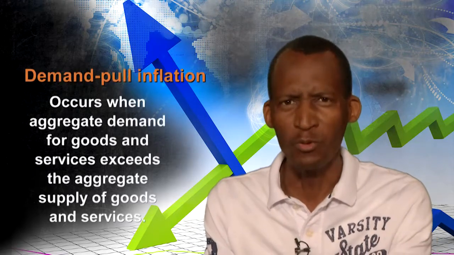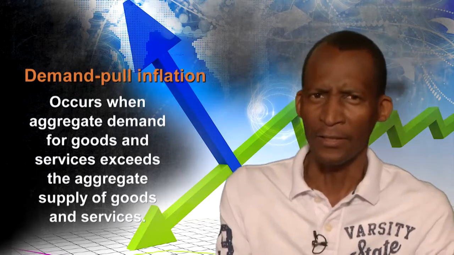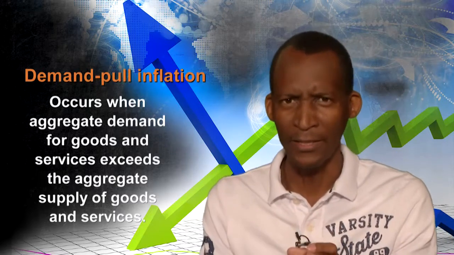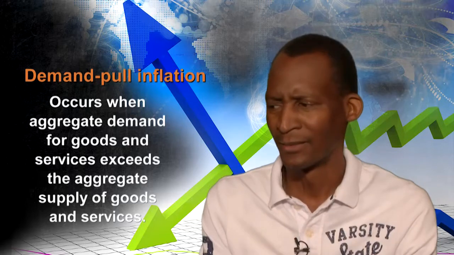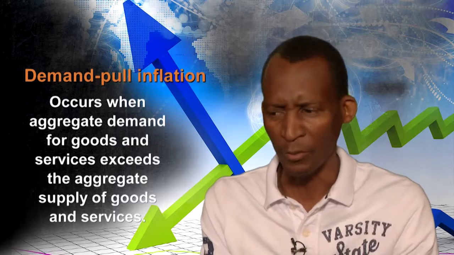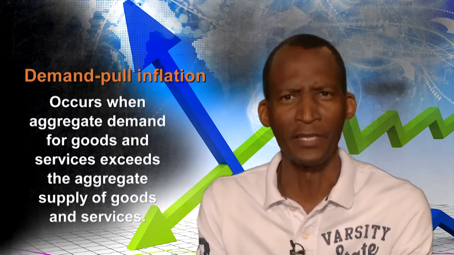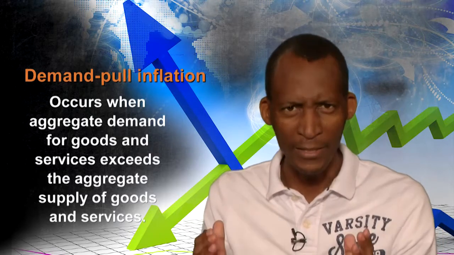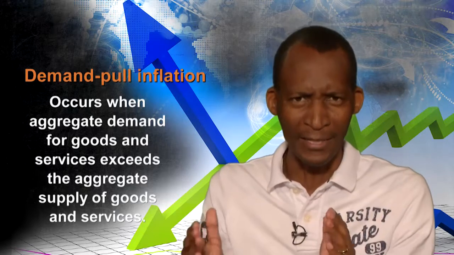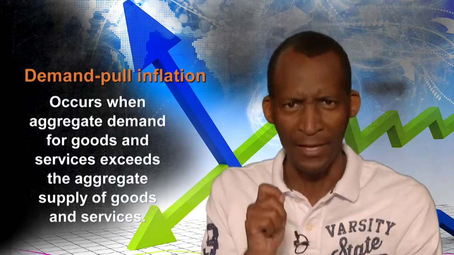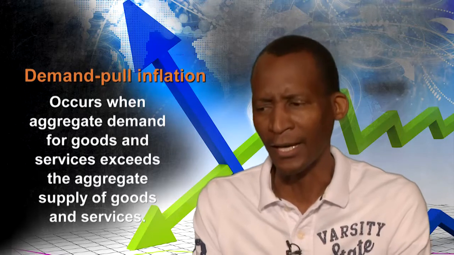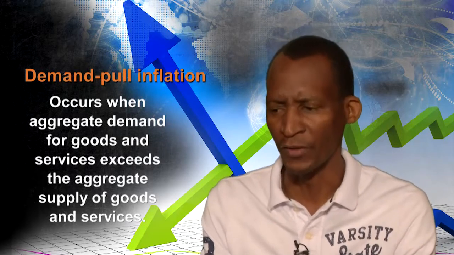Now, the next concept that I want to explain that we are going to come into contact with is demand pull. What is demand pull inflation? This type of inflation occurs when the aggregate demand for goods and services in the economy is actually more than the supply of those goods and services in the economy. So it occurs when the aggregate demand is actually bigger than the supply. That is your demand pull inflation.